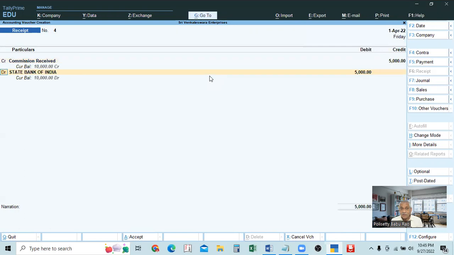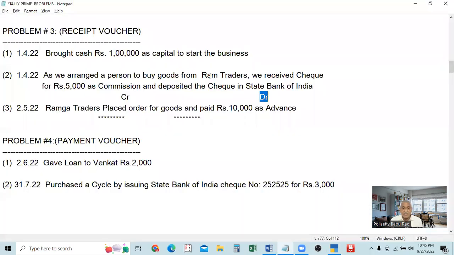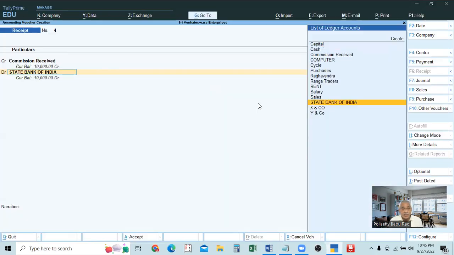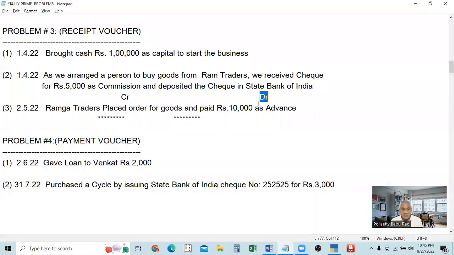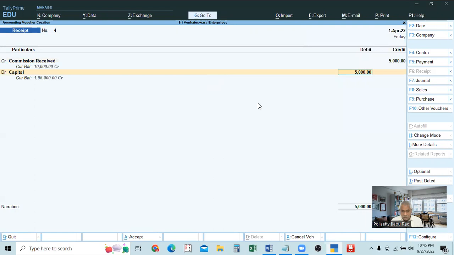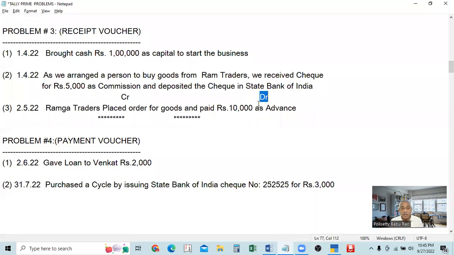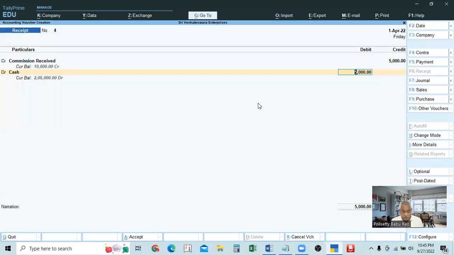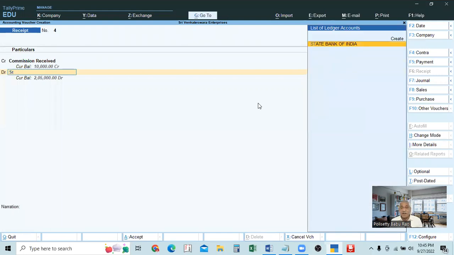5,000. We receive commission. And the second one is we are not receiving cash. If we receive cash, we will write cash here. But we are not receiving cash. We have issued a check and deposited it in the bank. So here what will we take? State Bank of India.